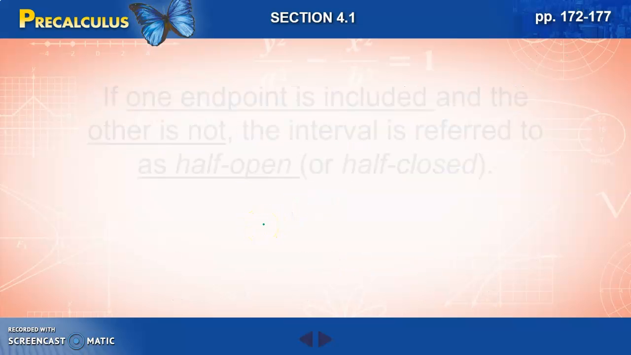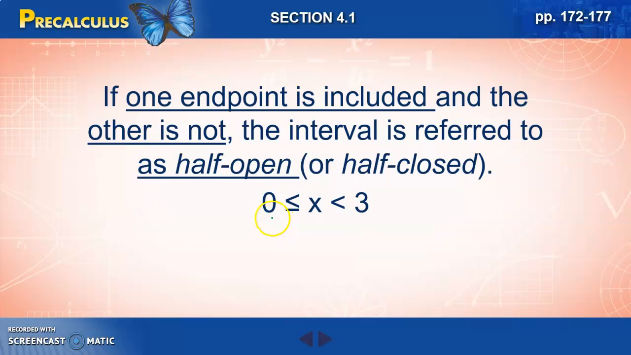Now, it is possible to have a mixture of both closed and open endpoints. If you take a look at this inequality notation here, we have 0 is less than or equal to x, which is less than 3. So in this case, we have both a closed circle and an open circle. And if one endpoint is included, like the 0 is, and the other is not, like the 3, then we call this a half open or a half closed interval. And it would be written this way. The 0 would have a square bracket with it because it is closed, and the 3 would have a parenthesis because it is open.